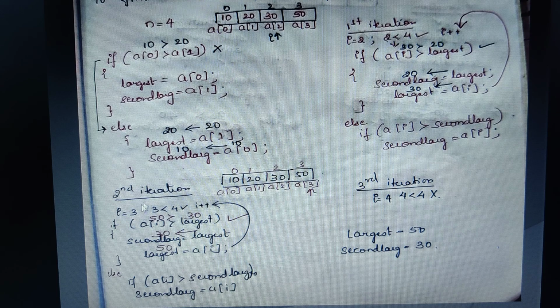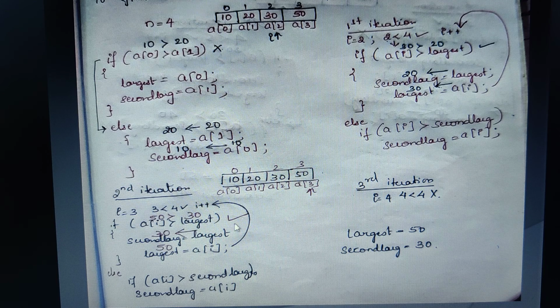As per the condition, 3 is less than 4. Therefore, i is pointing here. Again, we need to check this third value against the largest value. So, if a of i is greater than largest, again the same condition. What is there in a of i? i is currently pointing to the third location. That means here. So a of i is 50.